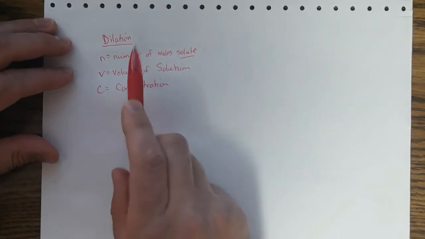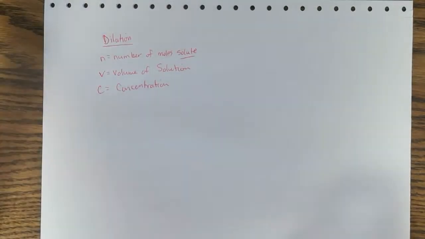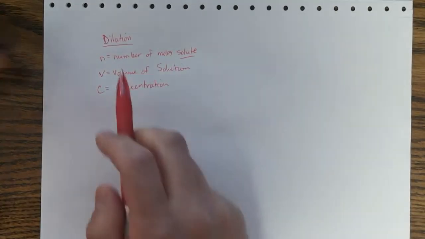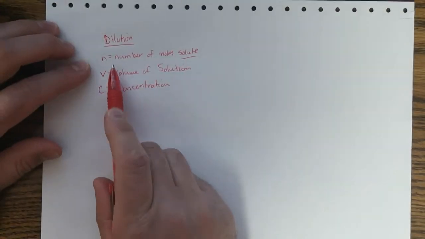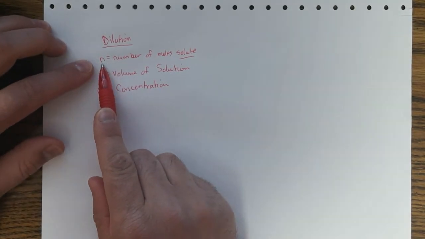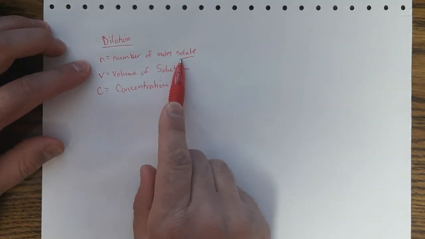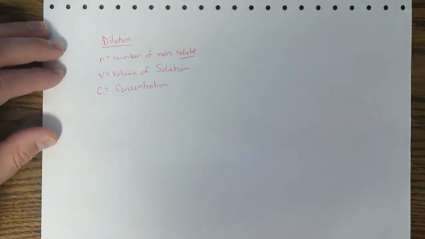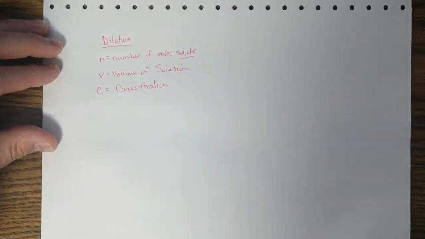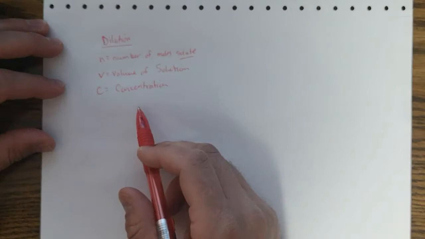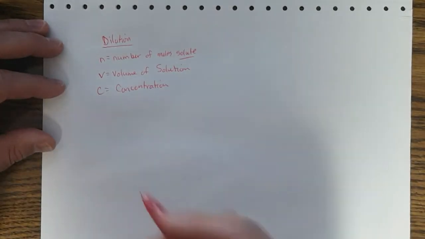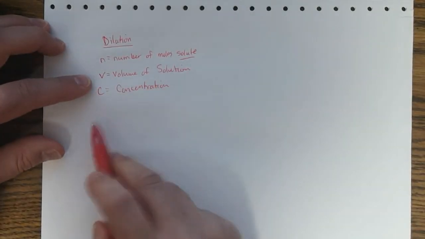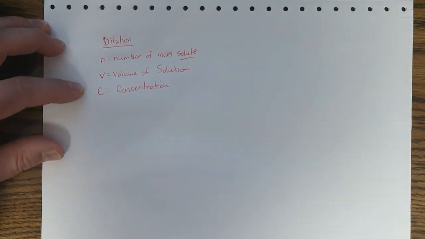All right, when we're diluting a sample, meaning when we change the volume of the sample without changing the amount of solute, there's a couple terms we just want to get straight here. First is the symbol N will relate to the number of moles of solute, the stuff you're dissolving. So in our previous practice problem, lead nitrate was the solute. The solvent was water. That's what it's dissolved in. V is the volume of our solution, and C is our concentration.